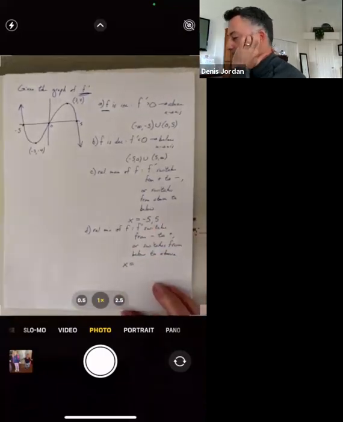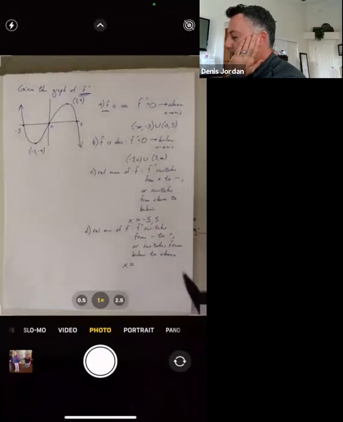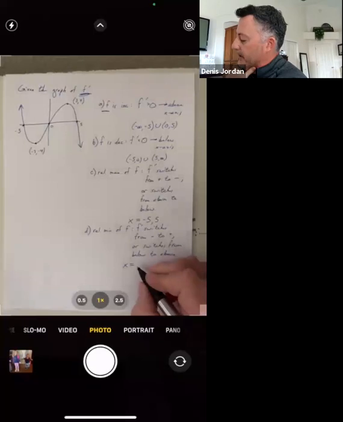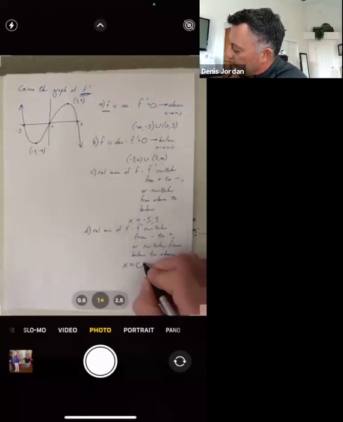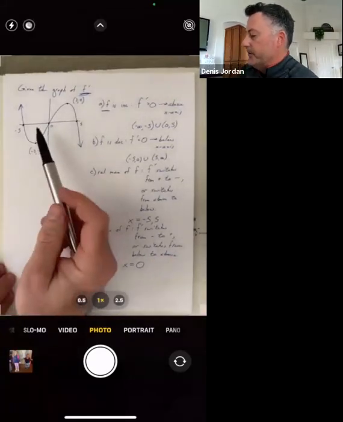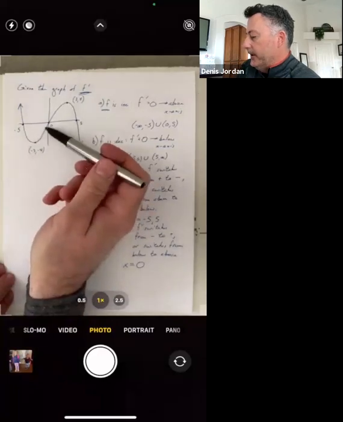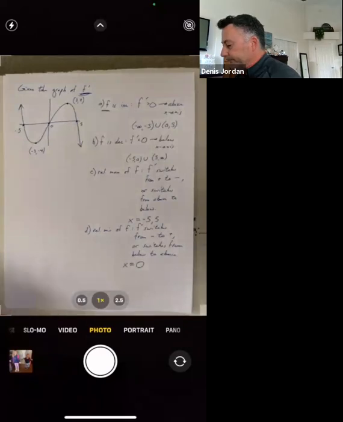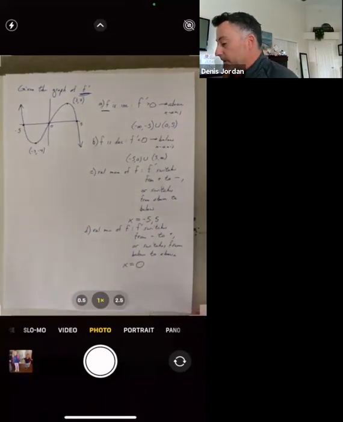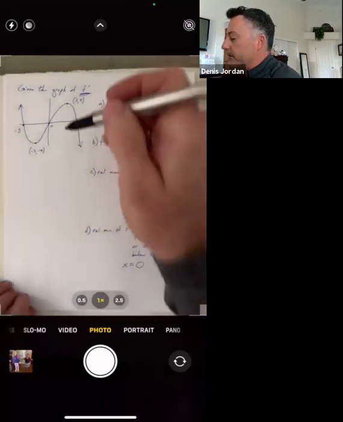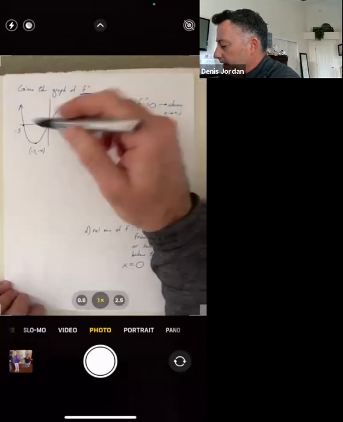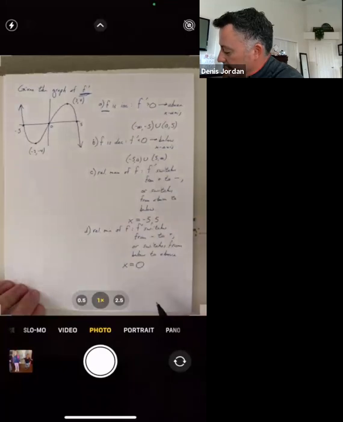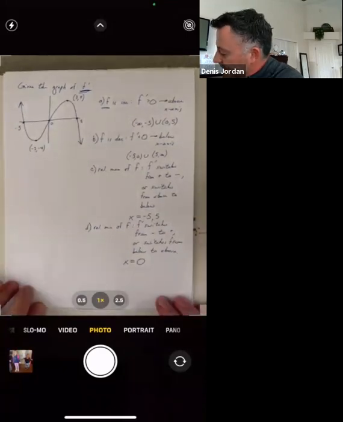And so for this particular derivative graph, that's only going to do it at one place. That's just going to happen at x equals 0, because now it's switching from negative to positive or from below to above. And that's all of them. You don't have any other x-intercepts or anything. We're switching in sign. So that is it for that one.